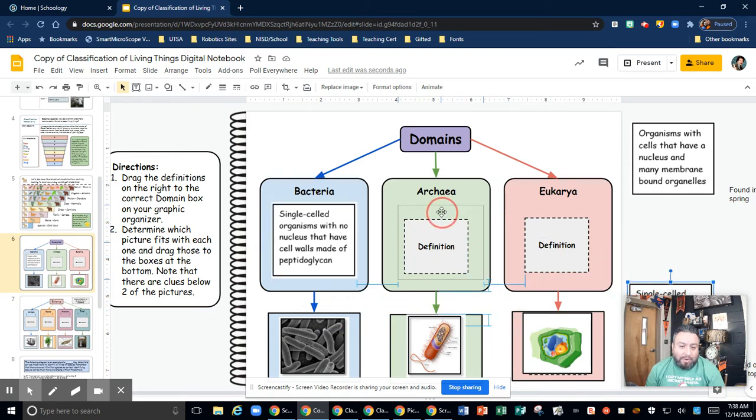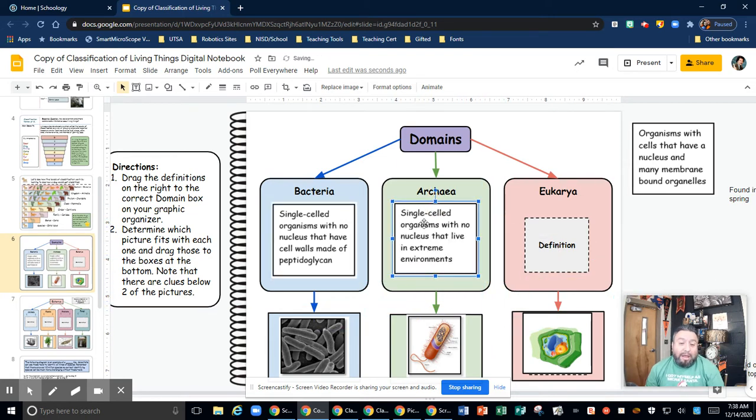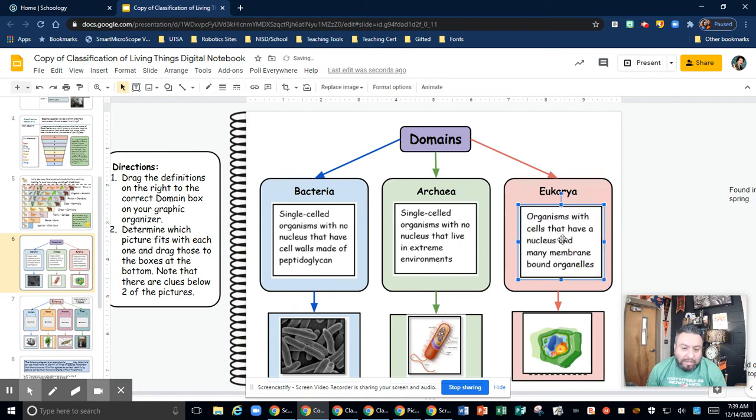Archaea, these guys are wicked. These guys are the same thing as bacteria, except the last 2 lines, the last 2 words. They live in extreme environments. They can go super, super hot, super, super cold. Things like this can live on Venus, where nothing can live on Venus, but these can. Okay? And then eukarya, these guys have a nucleus in their cells. All right? And that's it. So go ahead and move those definitions over and fill in your little boxes there.